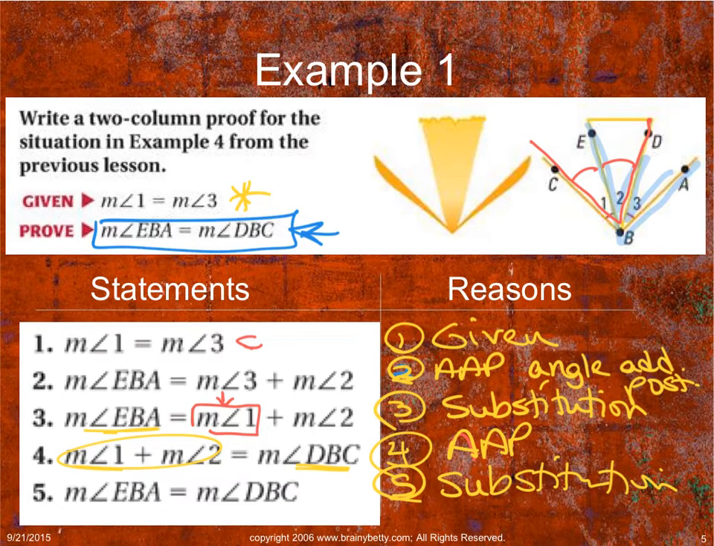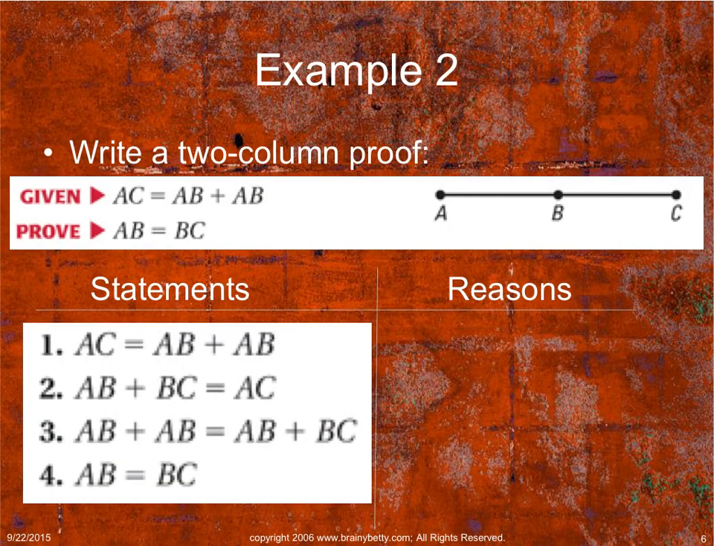All right, example. Again, we're writing a 2-column proof. This time, our given is AC equals AB plus BC. So again, our first statement, the reason for that is it was given to us. Step number 2, AB plus BC equals AC. Anybody have any idea what we're doing here?